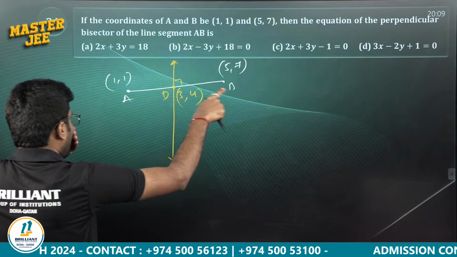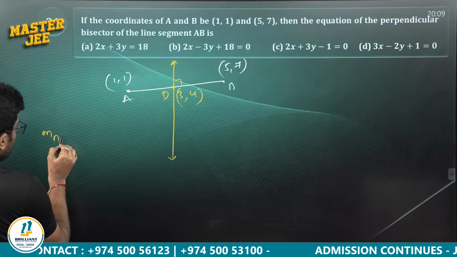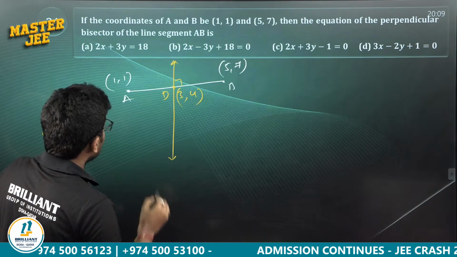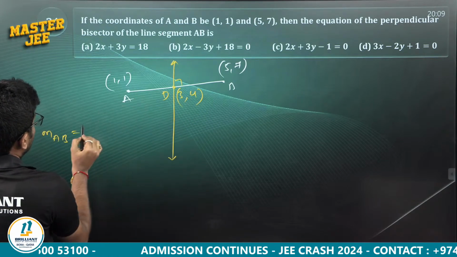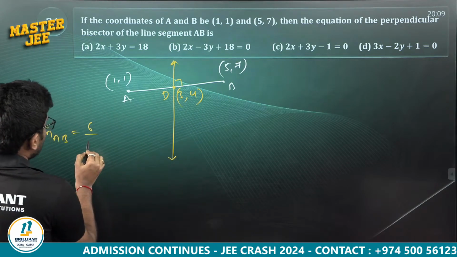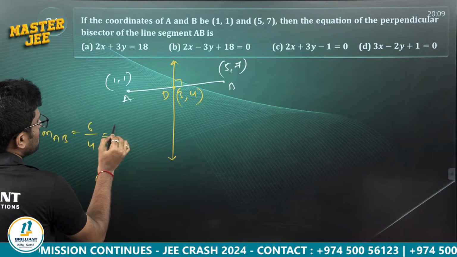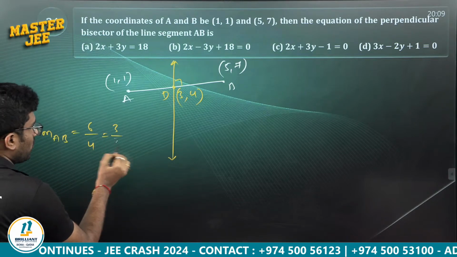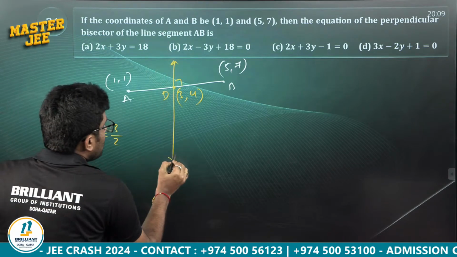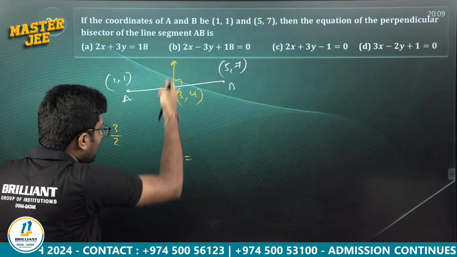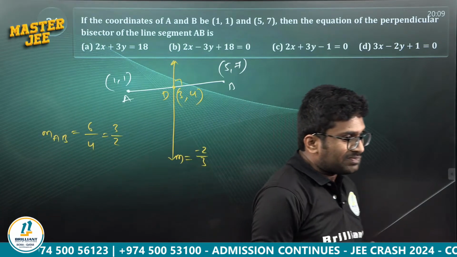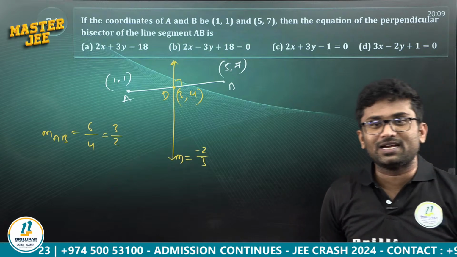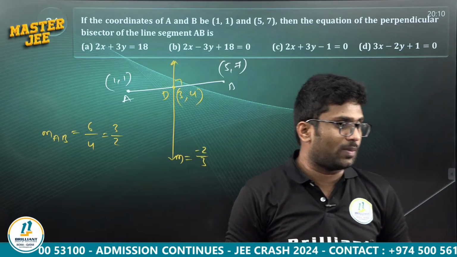Now what is the slope of AB? Slope of AB is 7 minus 1, 6, divided by 5 minus 1, 4. M of AB is 6 by 4, which is equal to 3 by 2. So the slope of this particular line will be minus 2 by 3, because if two lines are perpendicular, then the product of their slopes should be equal to minus 1.